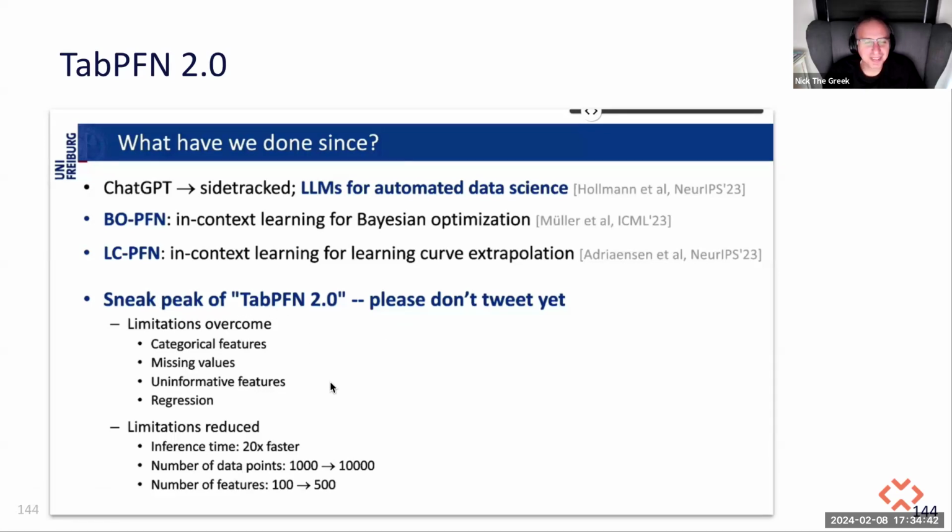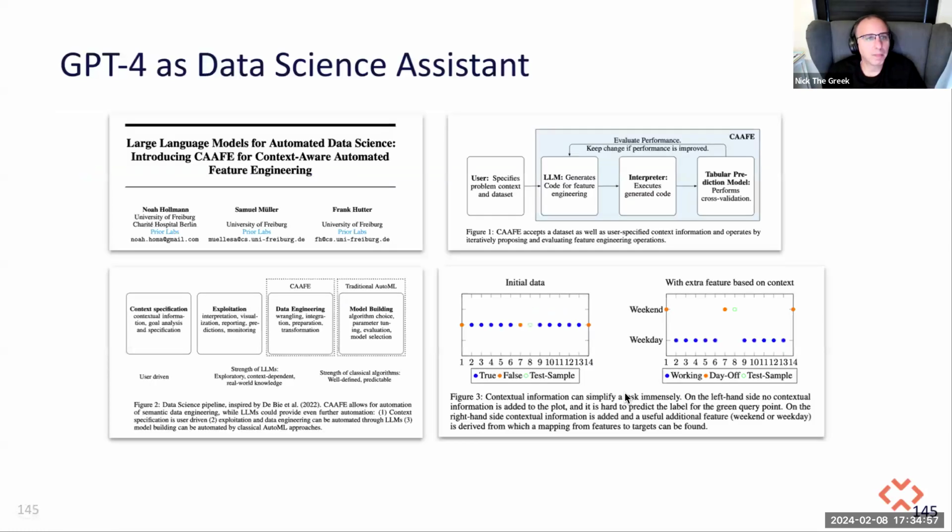Please don't tweet yet. I think they will tweet soon. They address all the limitations that existed before. They made it faster, more scalable. Now you have a 10,000 context window and 100 to 500 features. Now, here's how they got sidetracked.